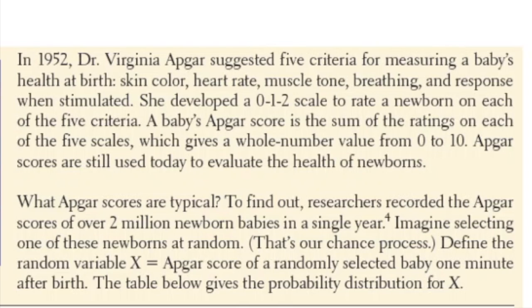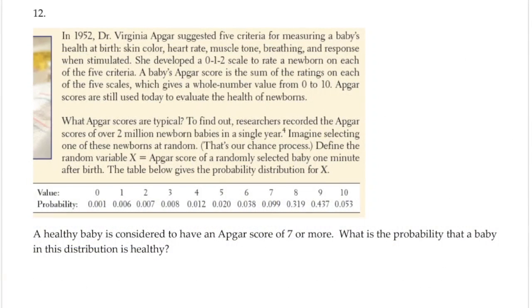What Apgar scores are typical? To find out, researchers recorded the Apgar scores of over 2 million newborn babies in a single year. Imagine selecting one of these newborns at random, and that's our chance process. Define the random variable x as the Apgar score of a randomly selected baby 1 minute after birth. The table below gives the probability distribution for x. A healthy baby is considered to have an Apgar score of 7 or more. What is the probability that a baby in this distribution is healthy?